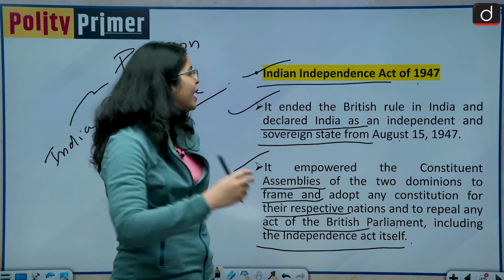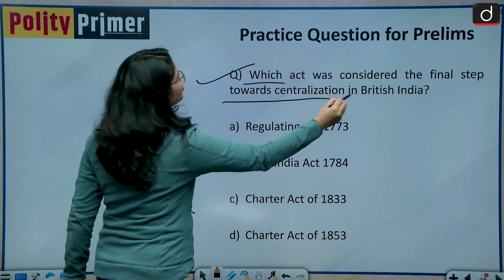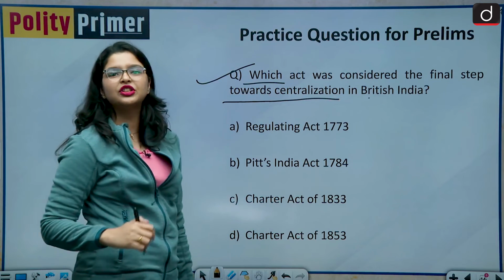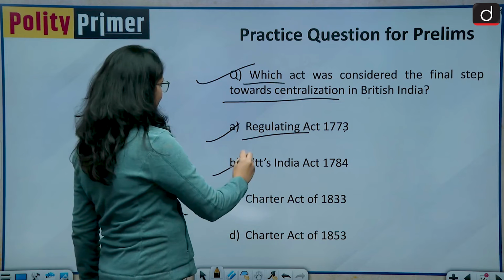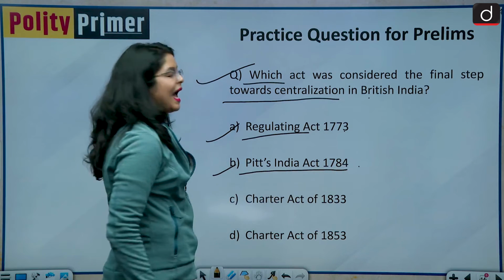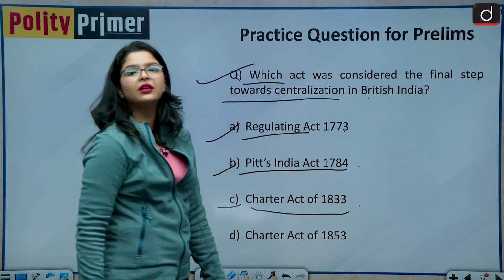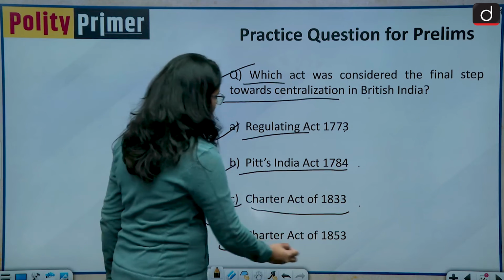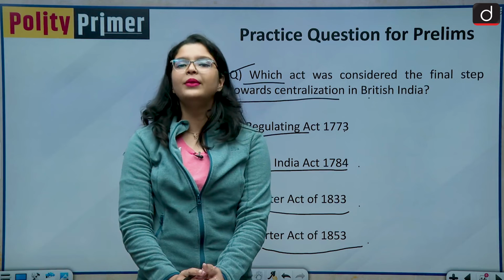Now let us discuss a practice question. So the question is, which act was considered the final step towards centralization in British India? Your options are: option A is Regulating Act of 1773, option B is Pitt's India Act of 1784, option C is Charter Act of 1833 and option D is Charter Act of 1853. Kindly drop your answers in the comment box below.